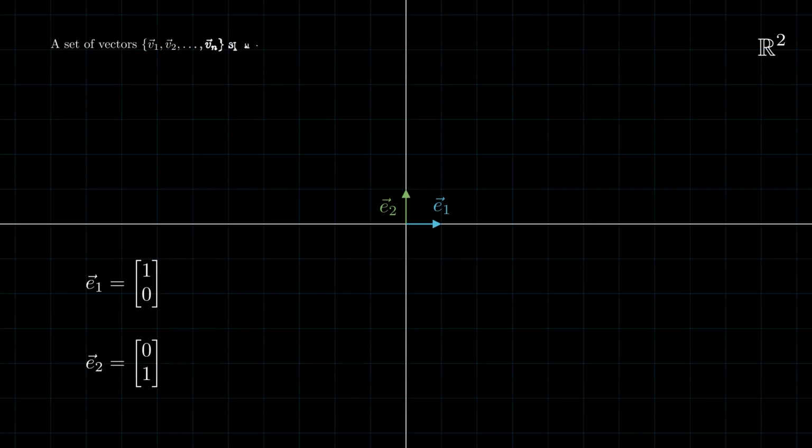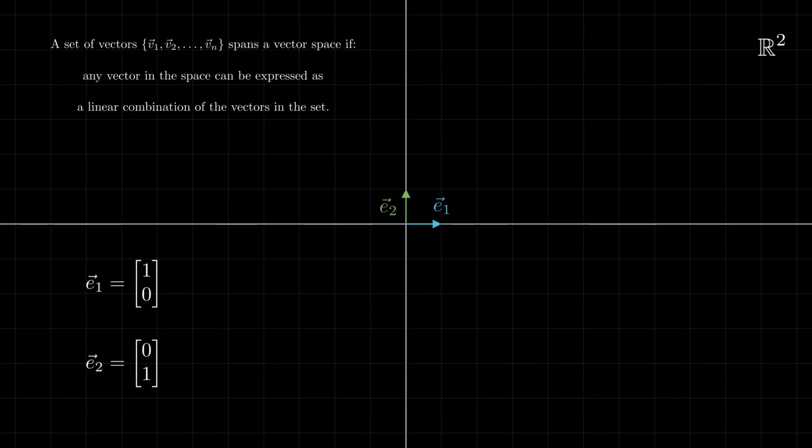Well, a set of vectors spans a vector space if any vector in the space can be expressed as a linear combination of the vectors in the set. So, what does that mean? Well, take some arbitrary vector v. In 2 dimensions, it has 2 components, v1 and v2. This vector can point anywhere. That's how it's arbitrary. And for the sake of example, let's just say that this vector is the vector 3, 2. In other words, it points right 3 and up 2.